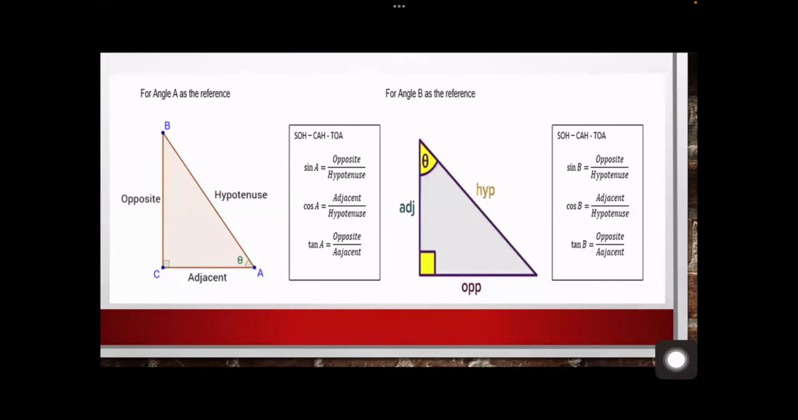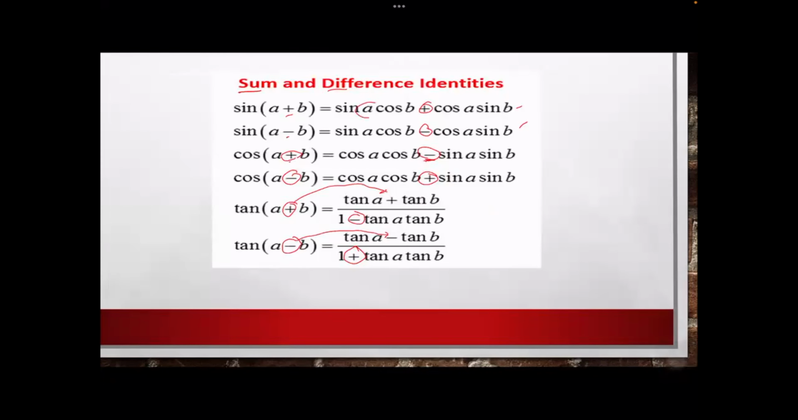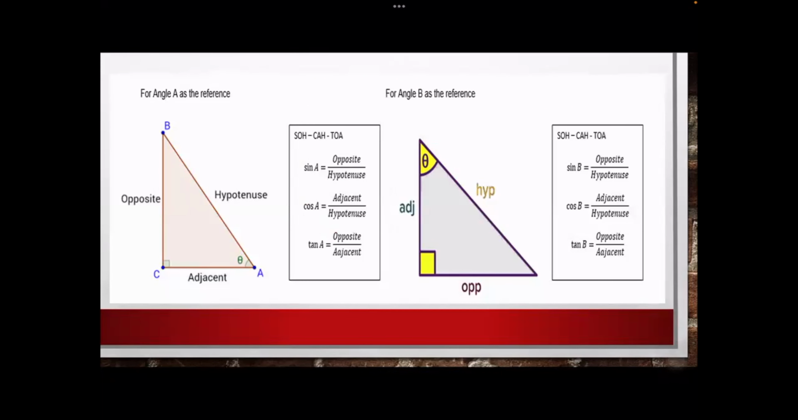Now, in that case, since meron tayong given na A and B, also we have the angle A and B. So gagamit tayo ngayon ng triangle. So for the angle A as the reference and for the angle B as the reference. Kasi magkaiba kasi siya.